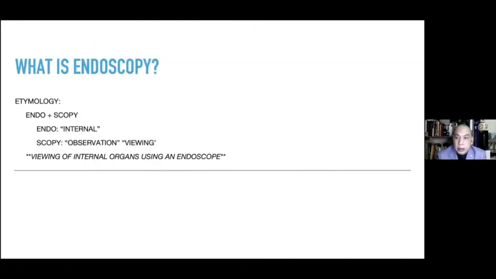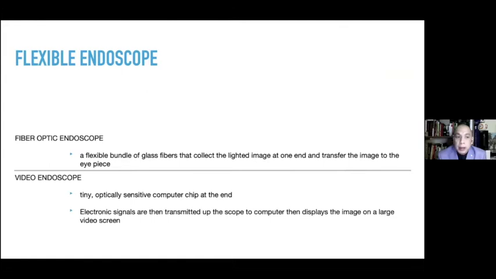So what is endoscopy? The etymology is endo and scopy, meaning internal, and observation or viewing of something internal, or more or less viewing of internal organs using an endoscope. Initially we had the fiber optic endoscope, but it has evolved at present to a video endoscope with very nice video capturing resolution, with images that we can see on screen already. We can even magnify the images down to the cellular level.